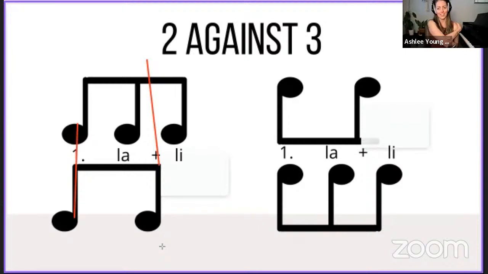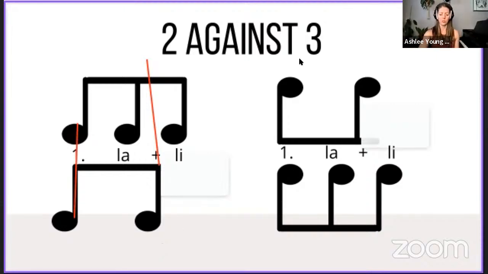Let me know in the chat if you're getting this. Whenever the chat gets a little bit quiet, I get a little bit nervous that people are either really getting it or completely lost. But I hope you're not completely lost in this. And you can hopefully at least see why the la li is a very helpful way to count the triplets, because upon the introduction of eighth notes and triplets at the same time, it's a very clear way to count the 2 at the same time.